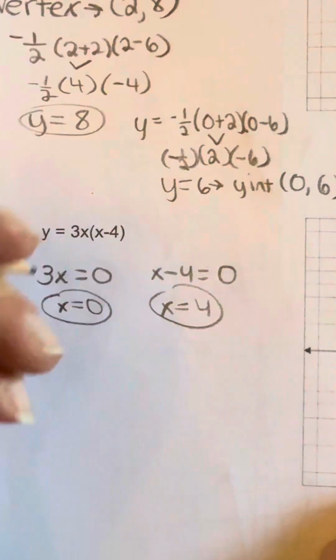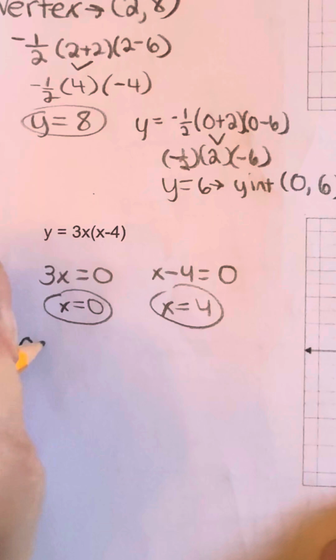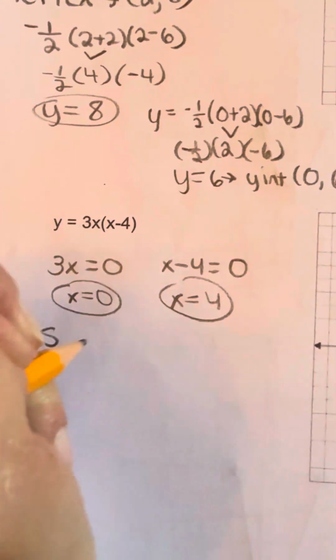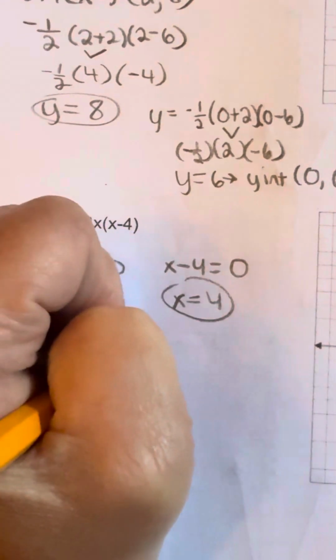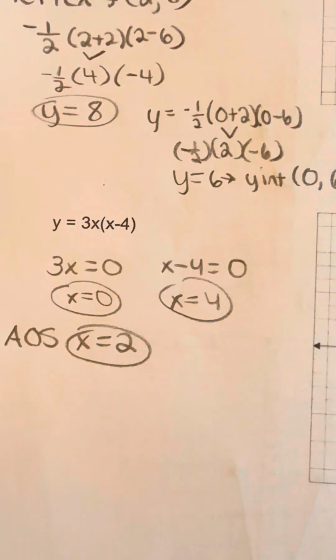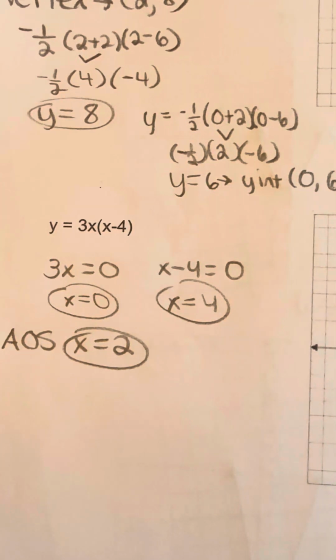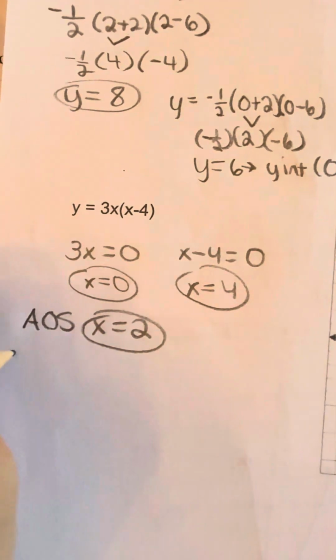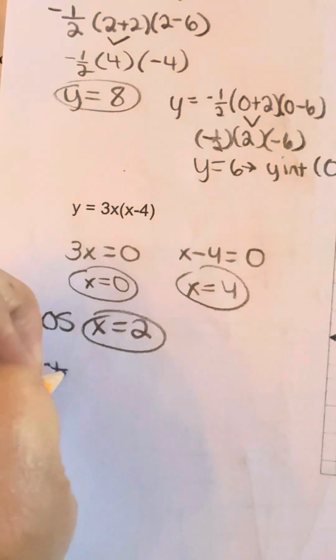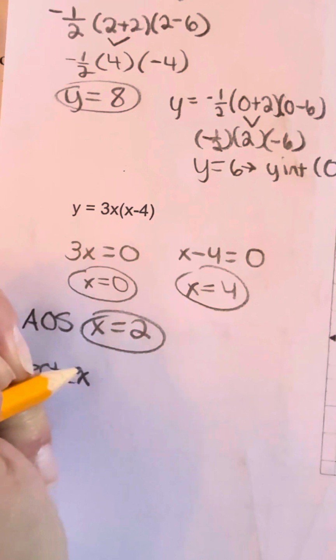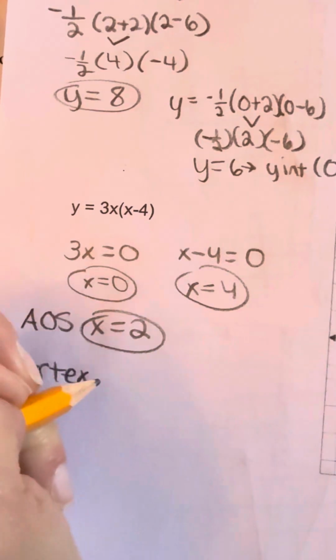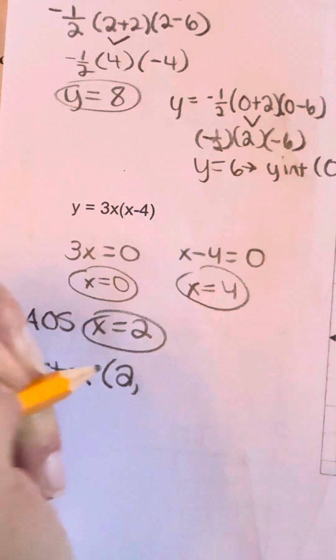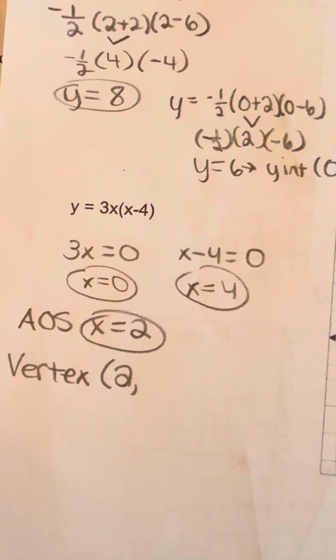I call it AOS. You can call it the whole thing if you want to write the whole thing out. It's a little bit easier this way. X is equal to 2 for the axis of symmetry. Now, vertex is the next thing we have to find on this problem. We already know what the x coordinate is because the vertex x coordinate is always the axis of symmetry coordinate, which is 2. So we already know that 2 is the vertex for x.